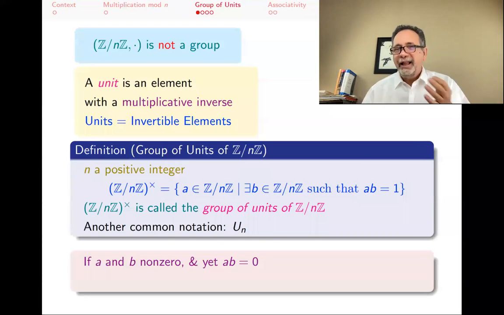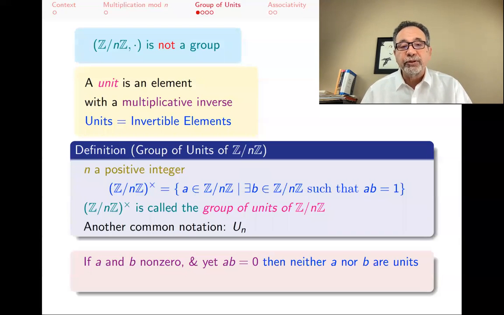One little fact will help us when we're looking at examples to decide what are the units. If you have two elements that are non-zero, but when you multiply them, you get zero, then neither of them is a unit. Why is that?